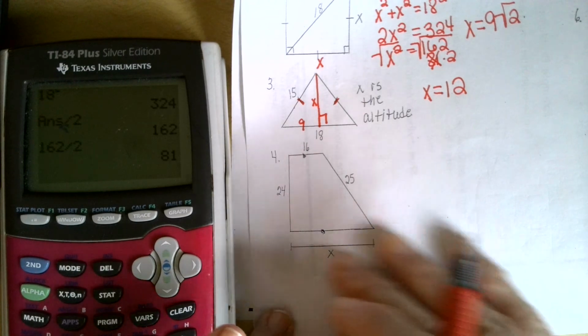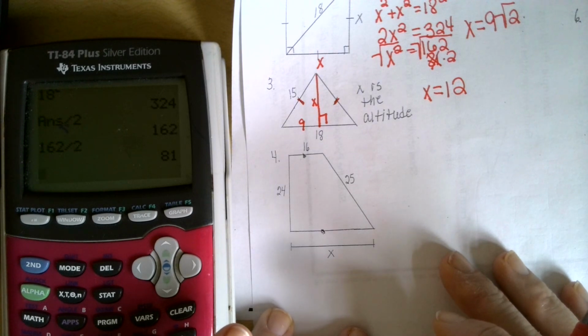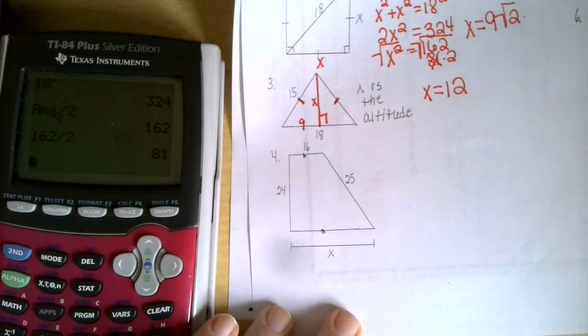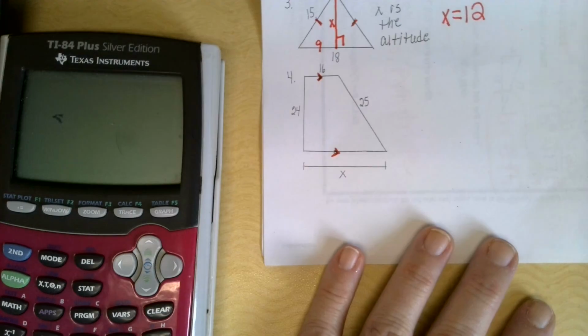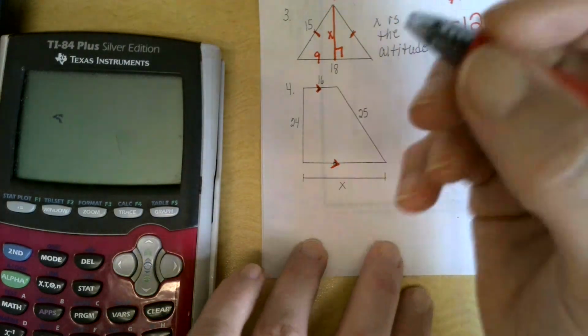Okay, so this is a trapezoid, and we are solving for x. Okay, here we go. Sorry, I had to go fix something real quick.